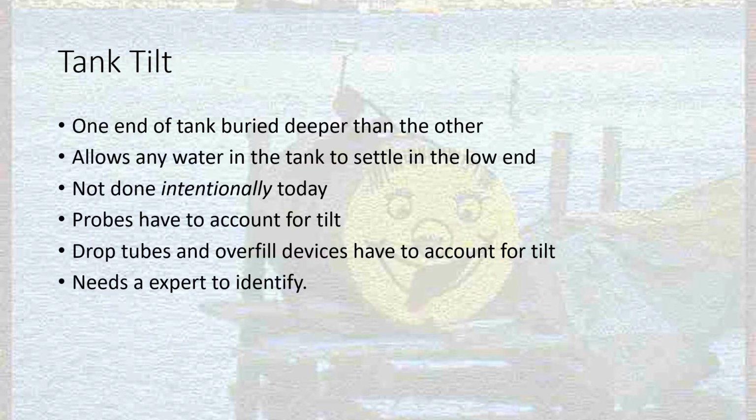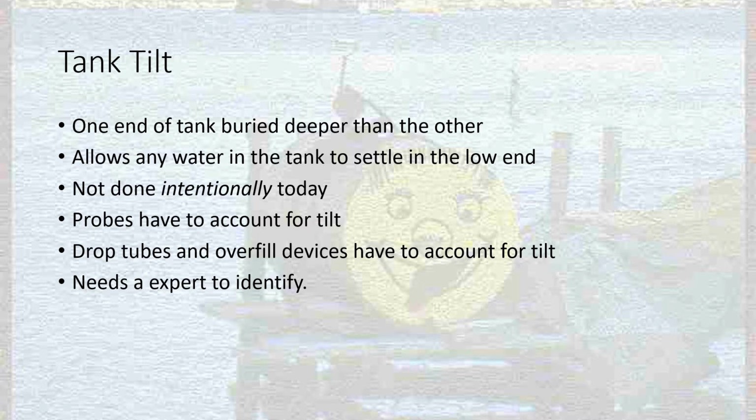Tank tilt. One of the things they used to do back in the day was they put tanks in at an angle, and they did it on purpose so that one end of the tank would be where water would accumulate. So when the tanks are tilted like that, the probes have to be adjusted so that they account for the tilt. Your drop tubes and overfill devices also have to be adjusted so they account for the tilt, because the distance from the surface to the bottom of the tank is going to be different as you go up or down the tank. So you actually need an expert to identify these differences in height.